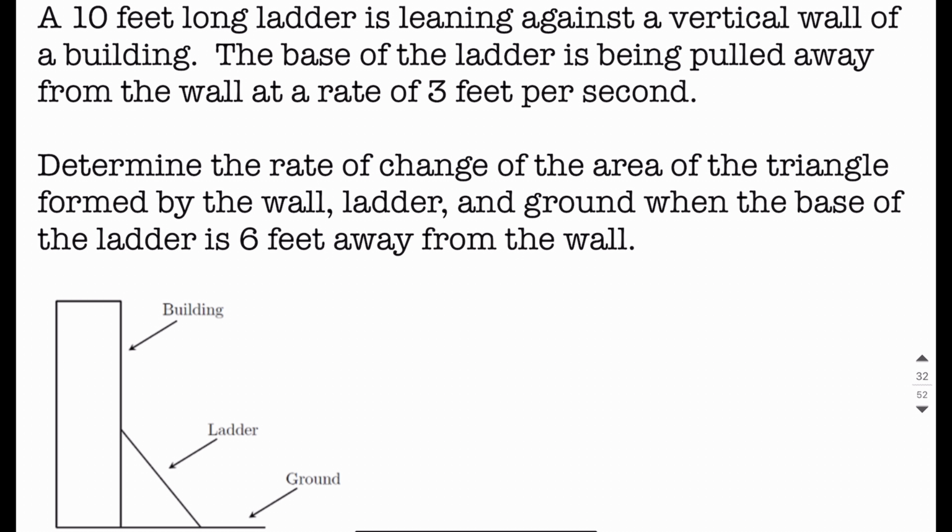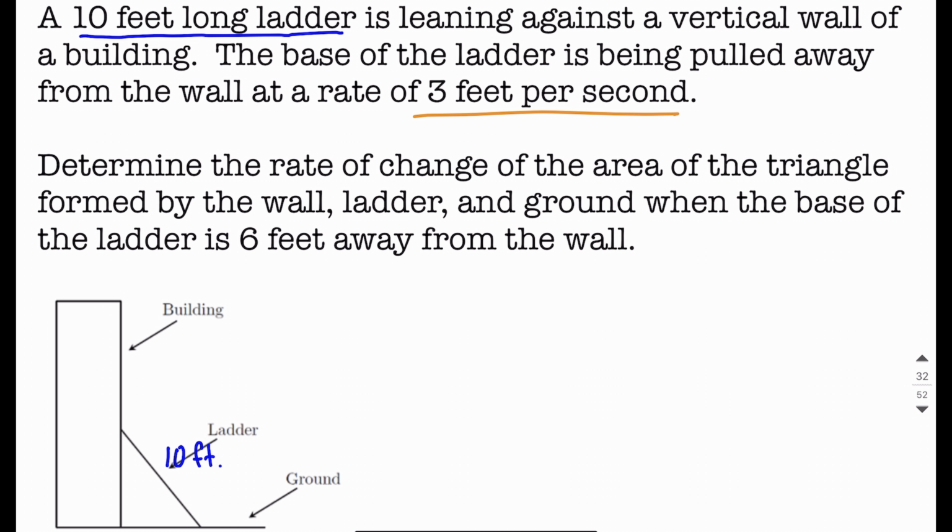So we have a 10-foot long ladder that's leaning against a building. I'm going to go ahead and label this side as 10 feet, because that's where our ladder is going to be. And we're told that the base of this ladder is being pulled away from the wall at a rate of 3 feet per second. We'll label that in a second.